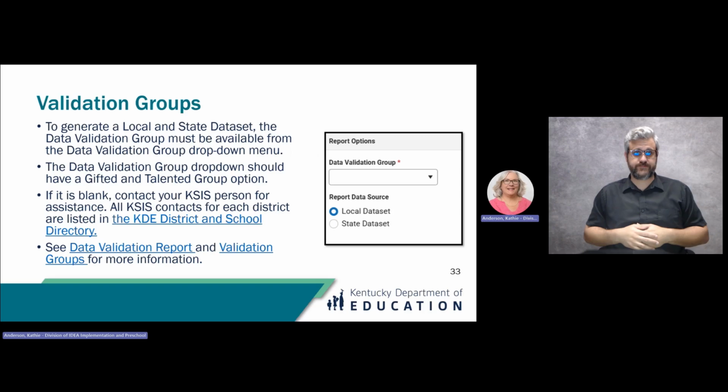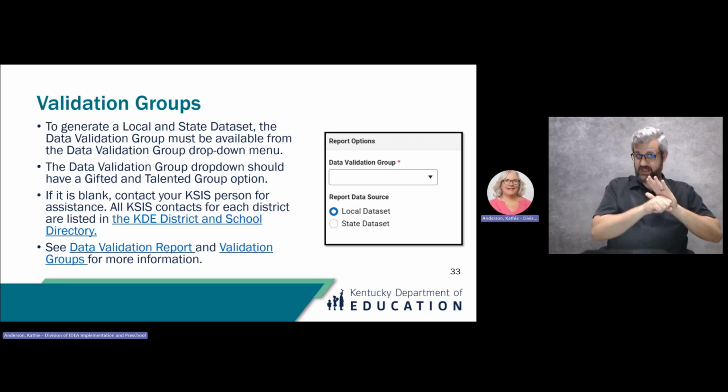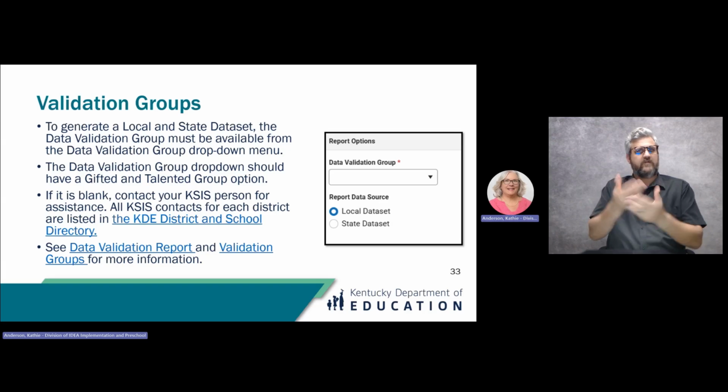To generate a local and state data set, the data validation group must be available from the Data Validation Group drop-down menu. The Data Validation Group drop-down should have a Gifted and Talented group option. If it is blank, contact your cases person for assistance. All cases contacts for each district are listed in the KDE District and School Open House directory. See Data Validation Report and Validation Groups for more information.